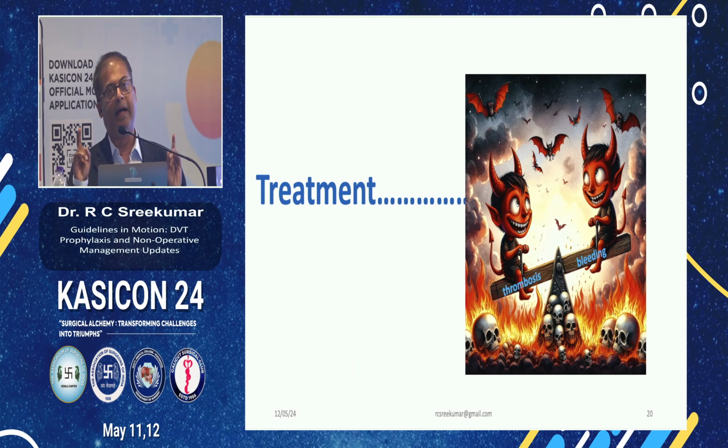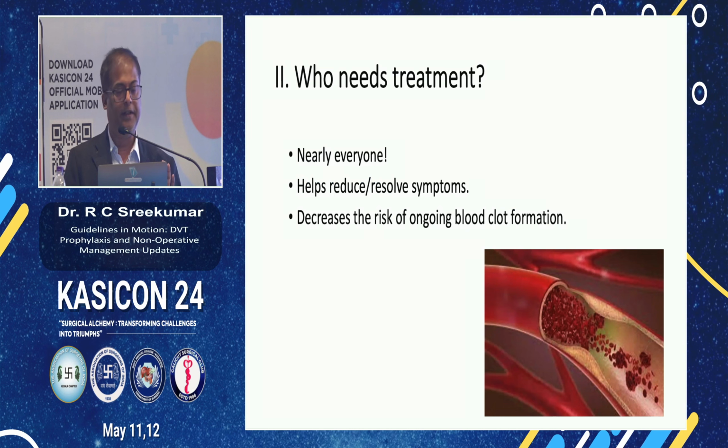Treatment is always a balance between 2 satans. One is bleeding, one is thrombosis. We should discuss with the patient all the options and all the complications, because if you over-treat it, they will go for hemorrhagic bleeding. If you under-treat it, the patient gets a recurrent thrombus. So this balance is very important in the treatment of DVT. All patients need treatment, if it's a bony segment, if the thrombus is high volume. That will reduce the amount of thrombus, the amount of symptoms, and the amount of complications.